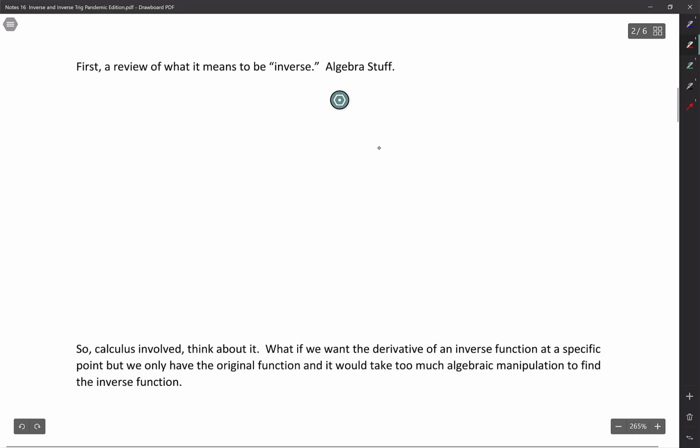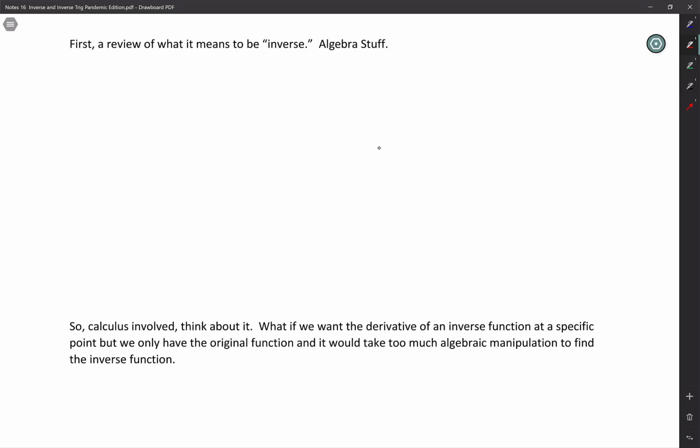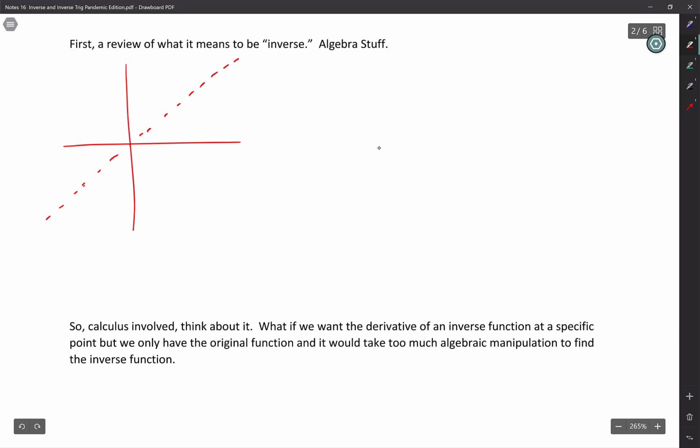All right. So look, draw a grid, X, Y, and draw the line Y equals X. Because as you all know from your algebra days, if I have a point A comma B, and I do the inverse of it, that point turns to B comma A.